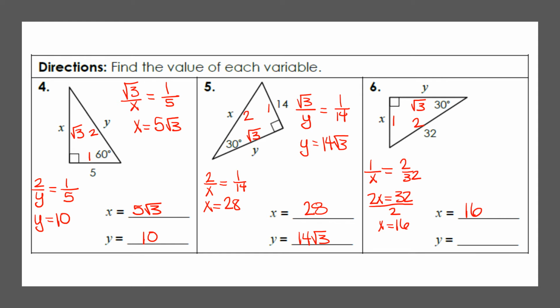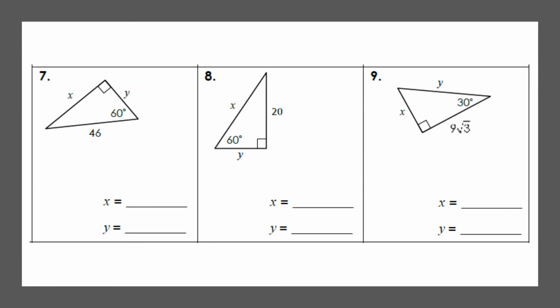To find y, same thing, square root of 3 over y equals 2 over 32. If I cross multiply, I have that 2y equals 32 radical 3. And then if I divide everything by 2, I get that y is 32 divided by 2 is 16 radical 3. Okay, let's keep moving.